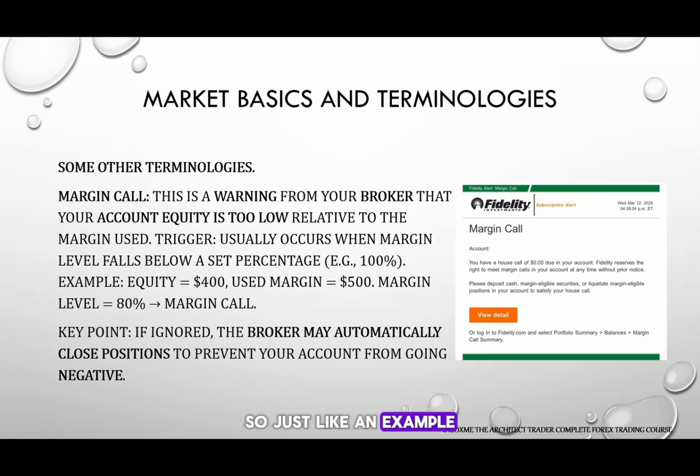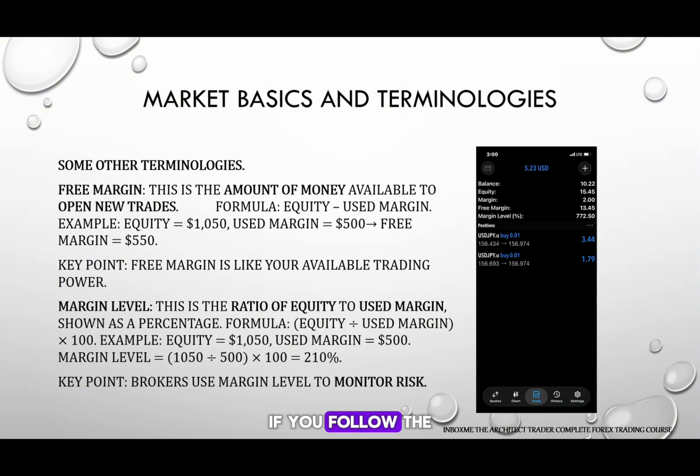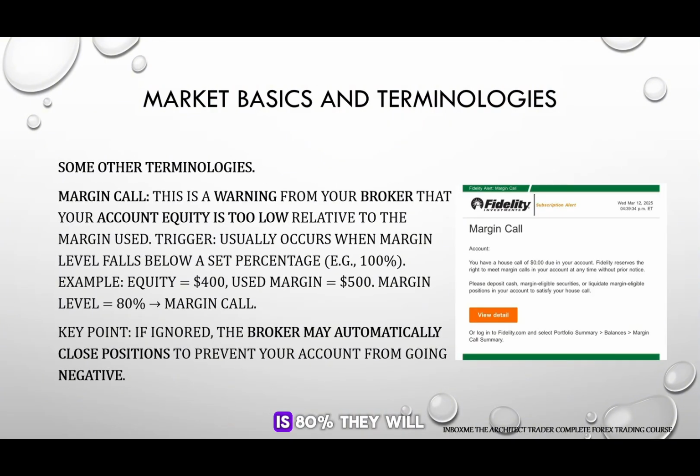So just like an example now, equity is $400, used margin is 500. Margin level, just like the formula here. If you follow the formula, then your margin level is 80%. They will send you a margin call, because that means you are already below. You are below the power that you need, you don't even have any power again. So the key point here is if you ignore a margin call, the broker may automatically close positions to prevent your account from going negative.